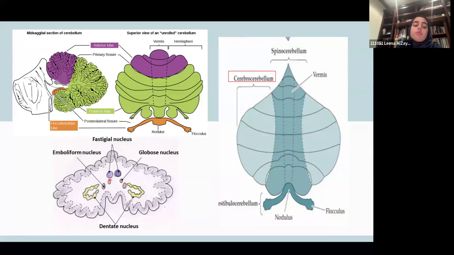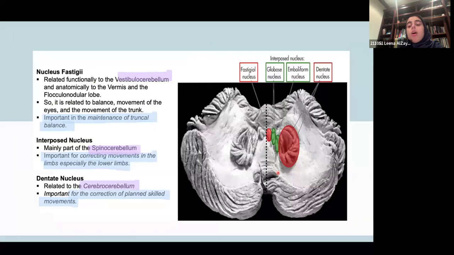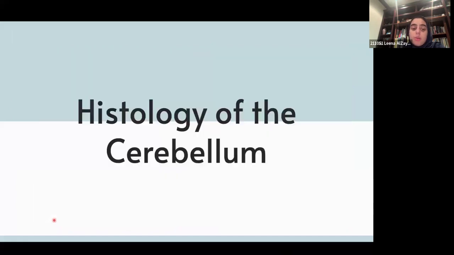The nuclei are the fastigial nuclei, the globose nucleus, the emboliform nucleus and the dentate nucleus. The function is that the nucleus fastigii, which is the most medial, is responsible for maintaining the truncal balance, and the interposed nuclei, which is the mix of globose nucleus and the emboliform, is for correcting movement of the limb, especially in the lower limb. And then the dentate nucleus is for correction of the planned skilled movements.